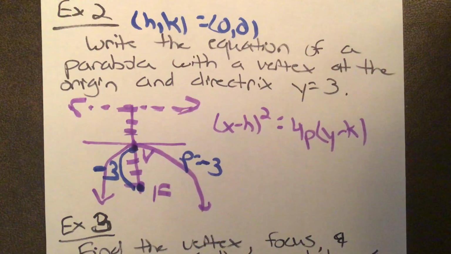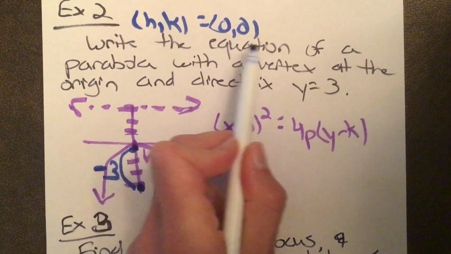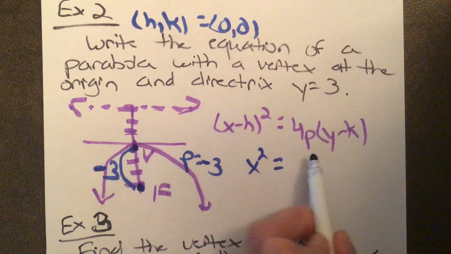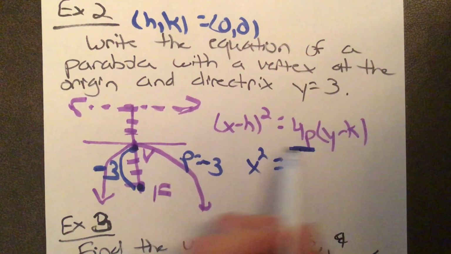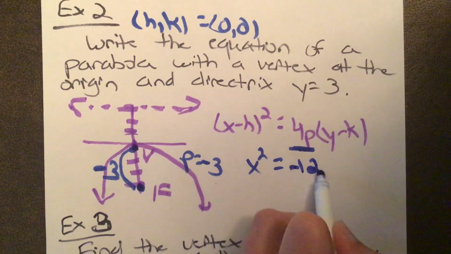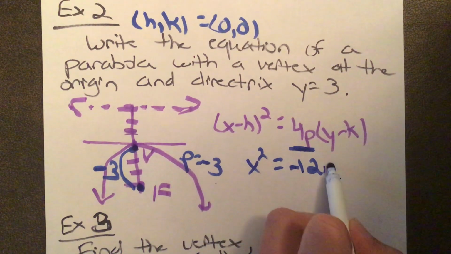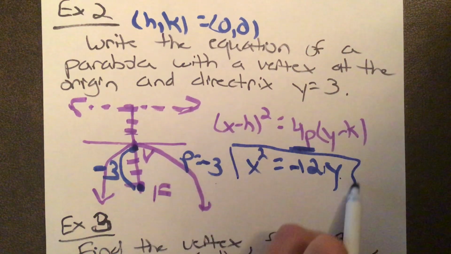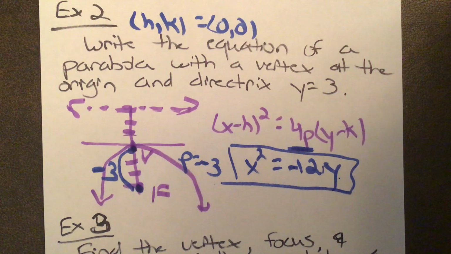So now I just plug into the equation what I know. (h, k) is (0, 0). So this is going to be x squared equals, and remember, it's always 4p. My p is negative 3, so this is going to be negative 12. And then it's just going to be y because it's y minus 0. So that would be my equation.